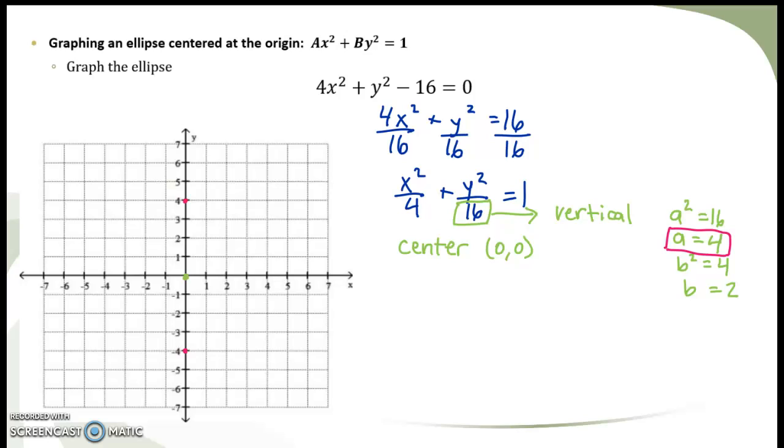Now remember, we could do this by saying my vertices are going to be at my center 0, 0, but then to the y value I'm going to add and subtract my a value, or plus or minus 4, and I get my 2 vertices.